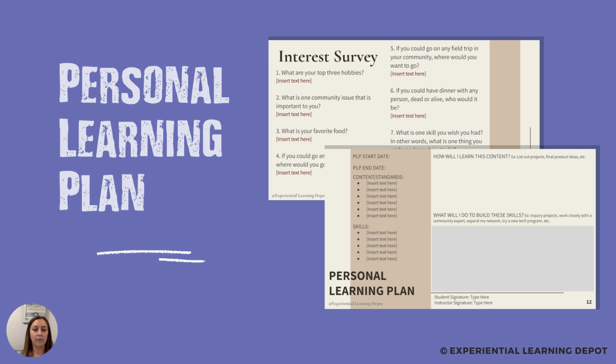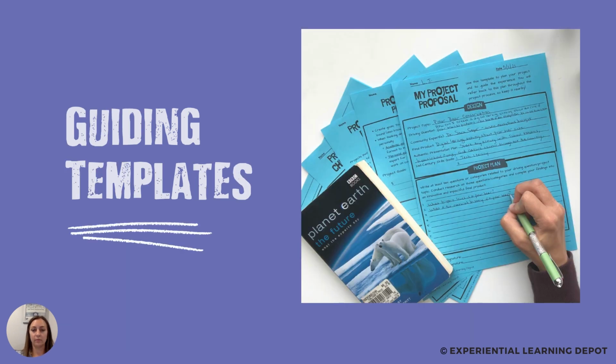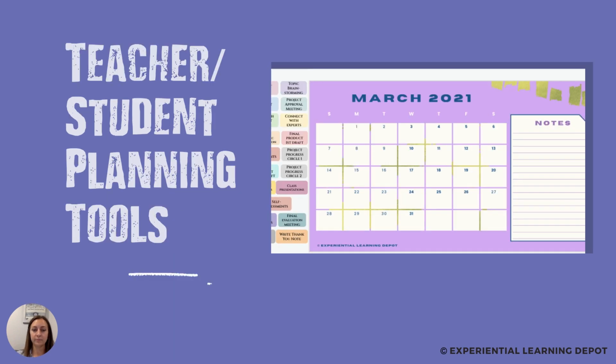So I talked about my personal learning plan, my project design workbook. You can see here, this is a mind map for students to really figure out what final product would be really good for whatever project they're designing, how to write a project driving question, the template. So this is the project proposal that I was talking about. My students basically fill this out, and it is basically a plan for their project on one piece of paper that they can look back to over and over if they're losing sight of what they're trying to do.